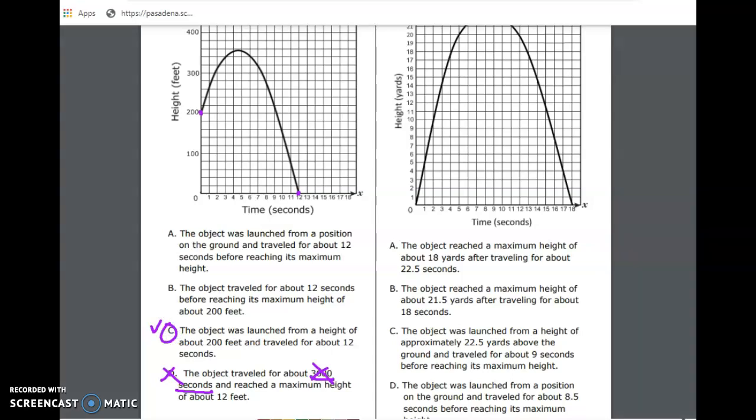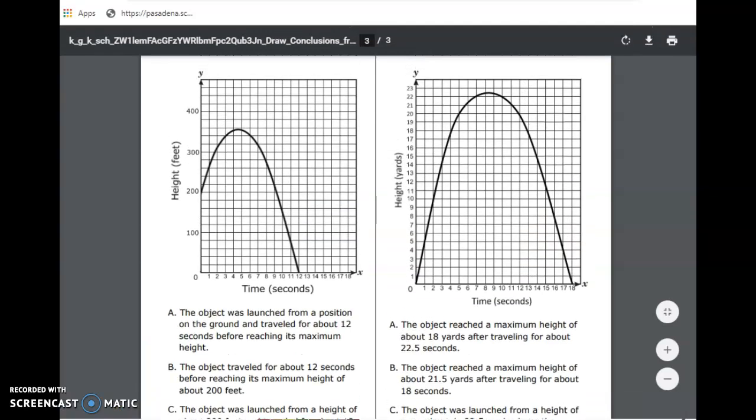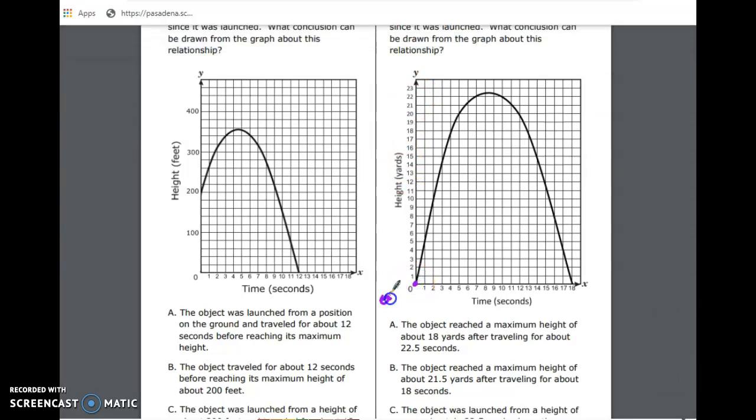Let's look at the next problem and draw our own conclusions. So it started right here at 0. It was launched from the ground and it traveled all the way and it reached a maximum height of about 22.5 yards, because it says yards right here. So that's the ground, and this is the maximum, and that was at about 8.5 seconds.